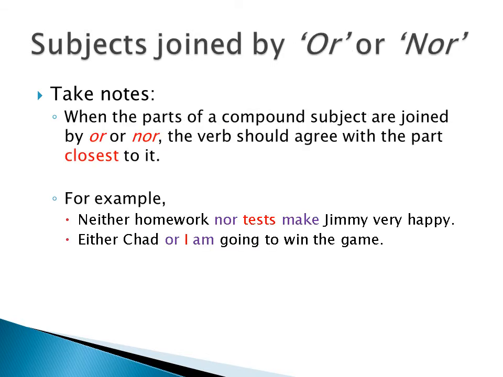Alright, so let's continue with subjects joined by or, nor. Take notes on this. When the parts of a compound subject are joined by or, nor, the verb should agree with the part closest to it. So you're looking at the part of the subject that is closest to the verb here. So let's look at our examples.